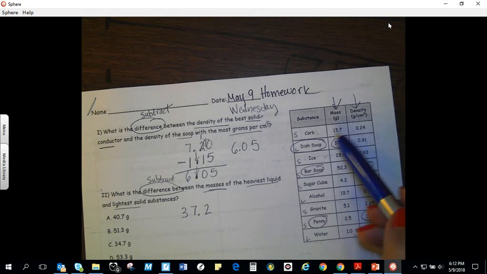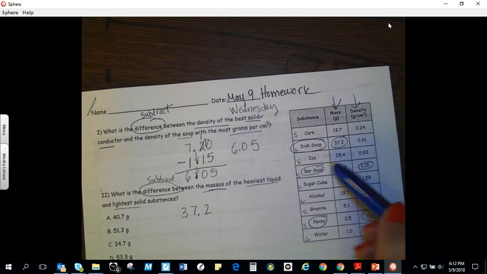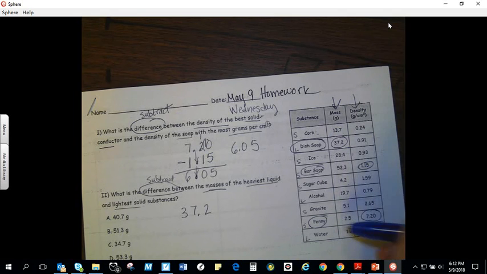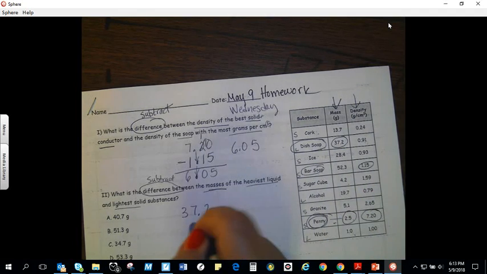So I'm looking at my solids, and so cork here is 13 and 7 tenths. Ice is 28 and 4 tenths. Sugar cube is 4 and 2 tenths. Looking at my granite, it's 5 and 1 tenth, and I'm looking at my penny, which is 2 and 5 tenths. So it looks like my penny wins again. I'm going to circle it again and circle here. And so now I have 2 and 5 tenths. I'm needing to take that difference away.